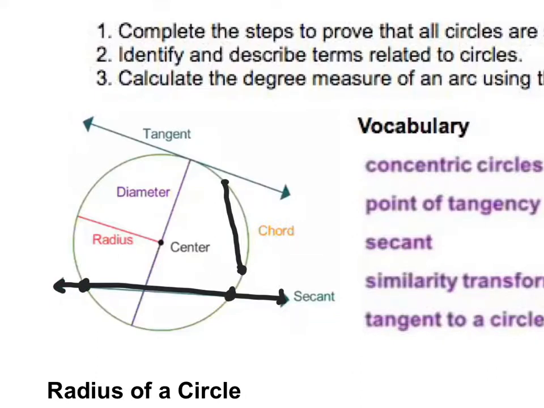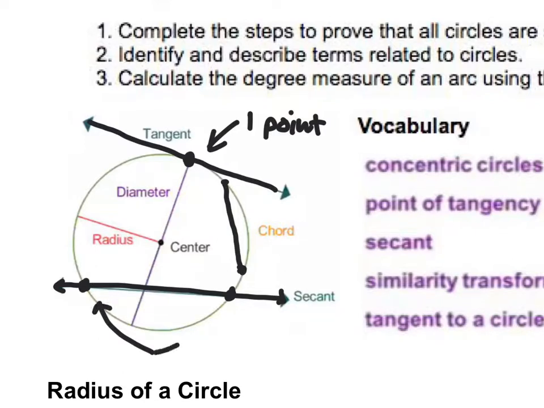It touches the circle at two different points, which is a little bit different than what a tangent line is. A tangent line is a line that hits a circle at exactly one point. So that's the point of this: a tangent line hits it at one point. A secant line hits a circle at 2 points. And a chord is a line that touches it at 2 points, so it's kind of like a secant line.